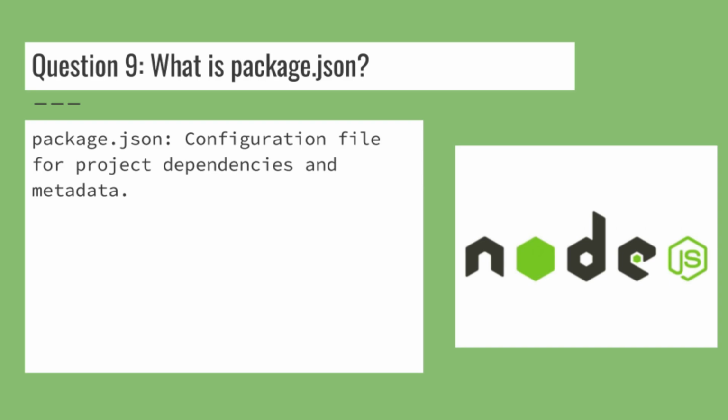What is package.json? The package.json file lists your project dependencies, scripts, and metadata like version and name. It's essential for sharing a project and keeping dependencies consistent.